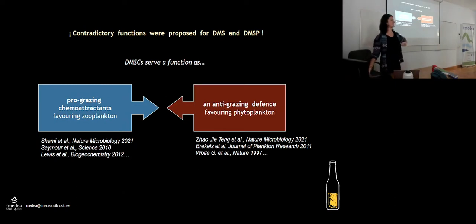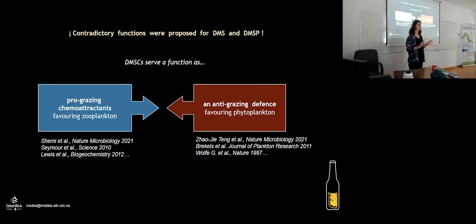Okay, so let's go back to the micro scale. All these stories that I told you about are actually quite controversial, in the sense that there is no agreement in the scientific community on whether these compounds are chemoattractants for herbivore zooplankton. So the zooplankton use this compound to find the algae, but there are also a set of studies that support exactly the opposite: that it's a compound that the algae produce to defend themselves from predation.